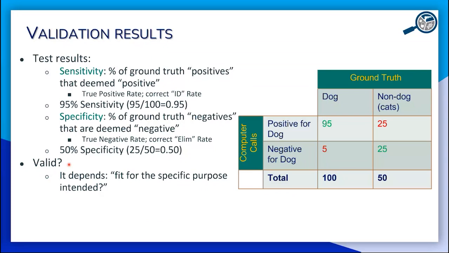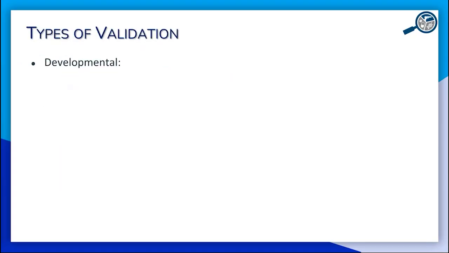So is it valid or not? There's no magic number here. It's going to depend on, is it fit for the specific purpose intended, going back to that original definition we talked about a few minutes ago. So that's a silly example to try to give a general sense of validation. What are we doing? We're trying to provide some objective criteria and numbers for our methodology, our new method that we want to deploy for casework.